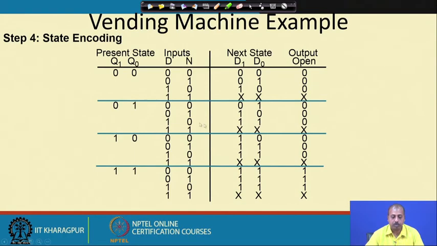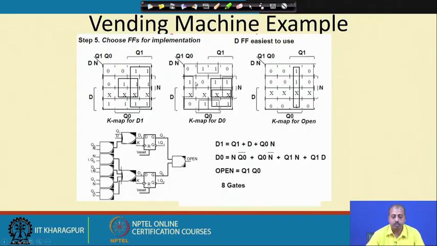Once you have drawn the symbolic state table, the next part is the state encoding. For the present state Q1 Q0, the 0 cent, 5 cent, 10 cent and 15 cent states are given the codes 00, 01, 10 and 11. Accordingly, you get the next state function. Once this state encoding has been done, we have got this truth table. This truth table you can now minimize using Karnaugh maps for the individual functions D1, D0 and open. For these three functions you can get the expressions.